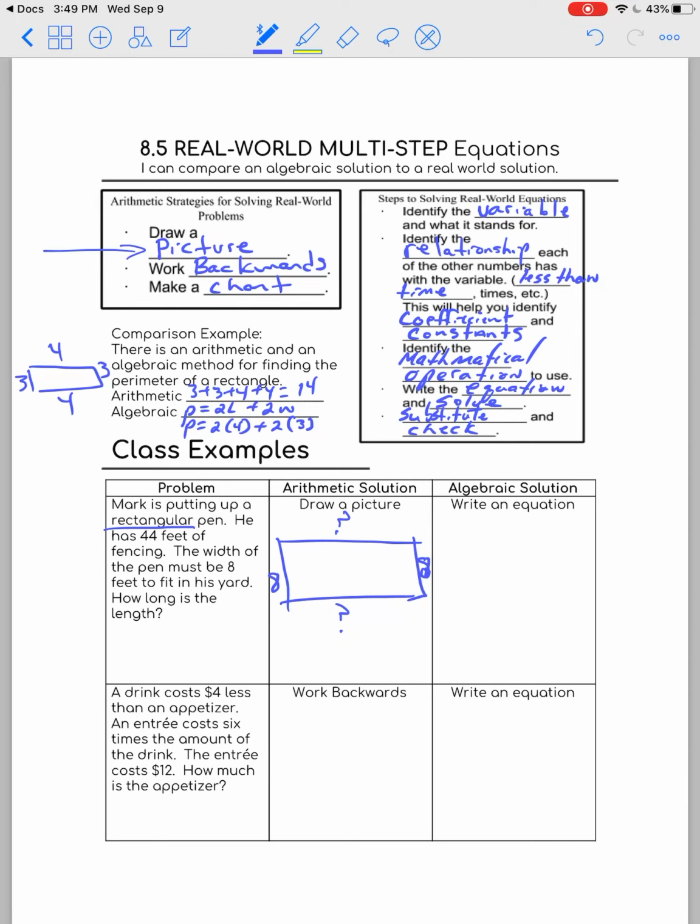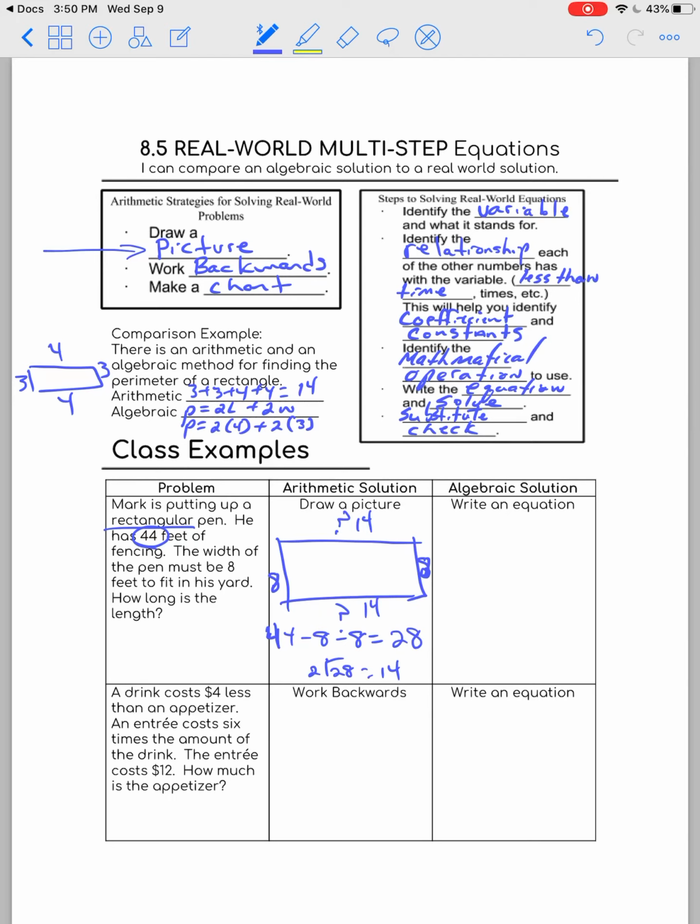So what I can do is 44 minus 8 equals 28. So what that's telling me is 44, the total, minus 8 gives me 28 feet left over. Now I can simply divide that by 2 to finish out the other two sides. So that means this is 14 feet and that's 14 feet.